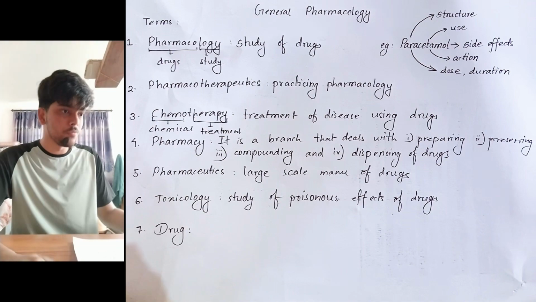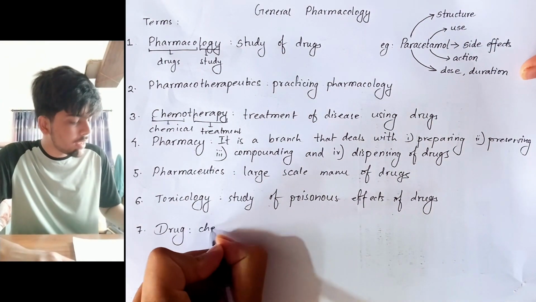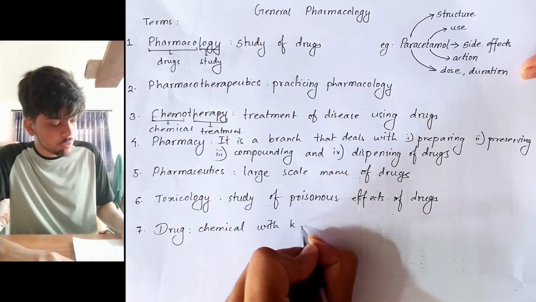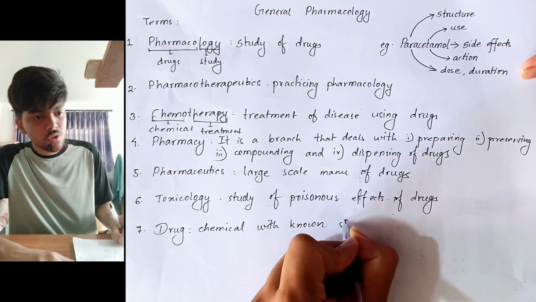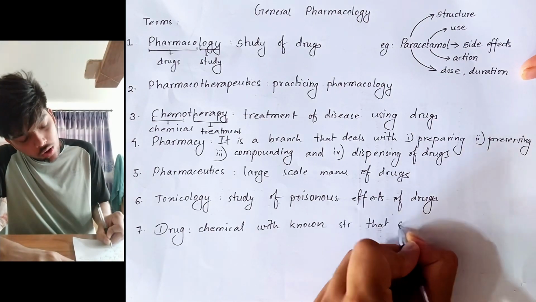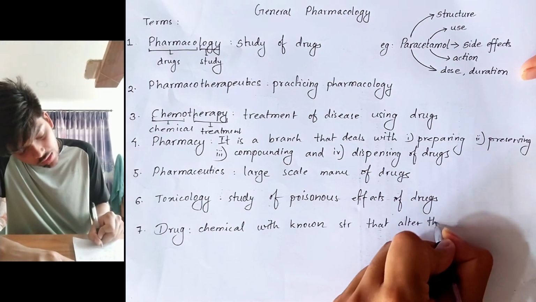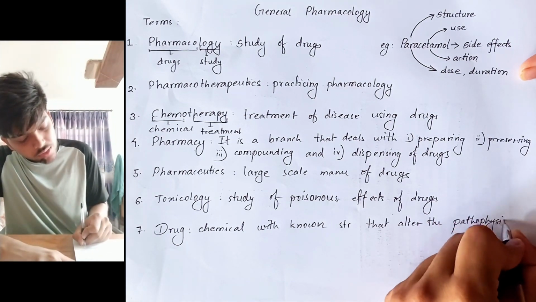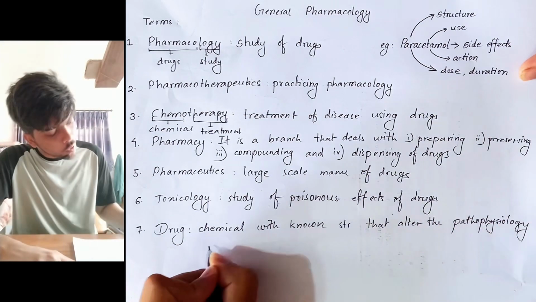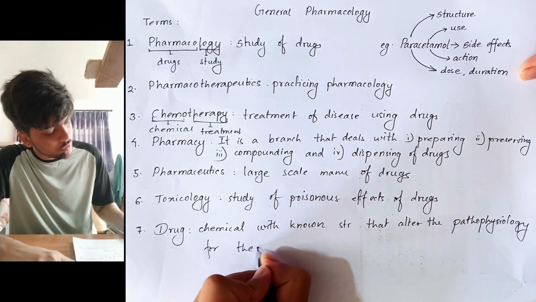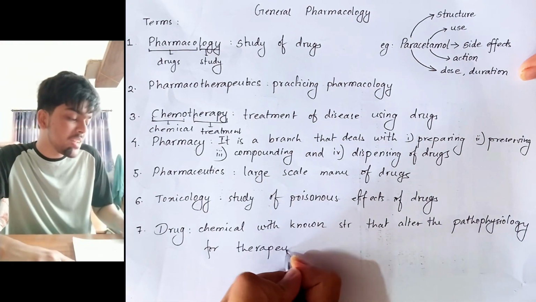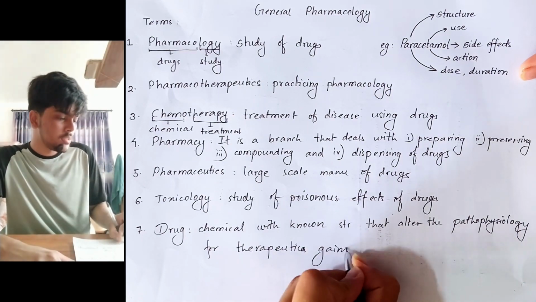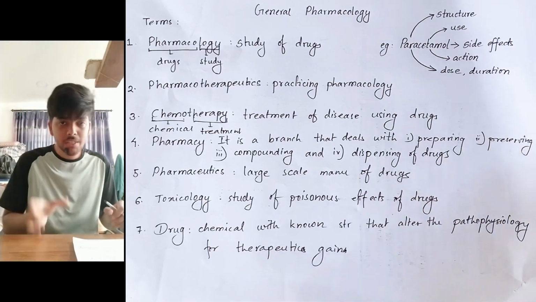Here's the best definition of drug. So, drug is a chemical with known structure that alters the pathophysiology for therapeutic gain. I know that the definition sounds too long, but the meaning behind it is not. See, let's break the long definition into parts.